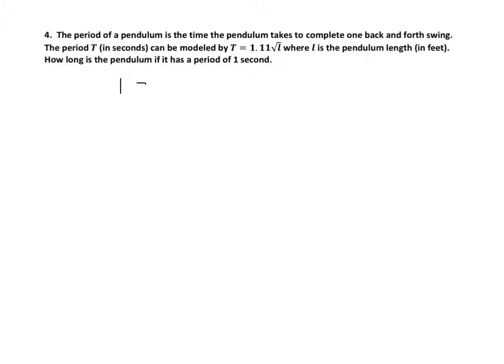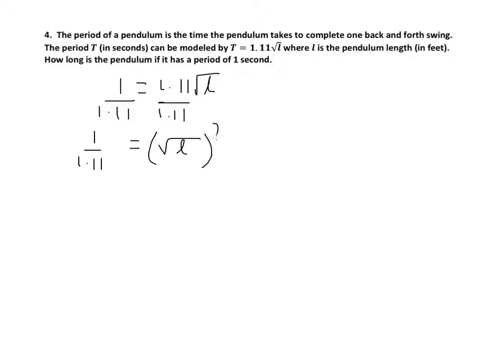So you get 1 equals T. No, that's what the T equaled. 1 equals 1.1 times the square root of L. Well, divide both sides by 1.1. Square root of L equals 1 divided by 1.1. Well, I would just leave it like that. And then how do I solve it? Square both sides.